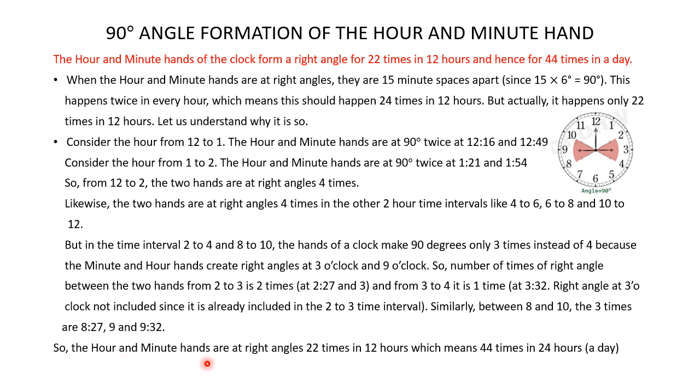So the hour and minute hands are at right angles 22 times in 12 hours. Now we know that there are 24 hours in a day. So in 24 hours, the two hands of the clock are at right angles 44 times. So the hour and minute hands of the clock form a right angle for 22 times in 12 hours and hence 44 times in a day.